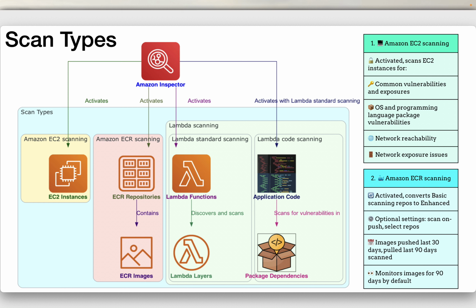All images pushed within the last 30 days or pulled within the last 90 days are initially scanned. Amazon Inspector continues to monitor images for a 90-day duration by default. This setting can be changed at any time.